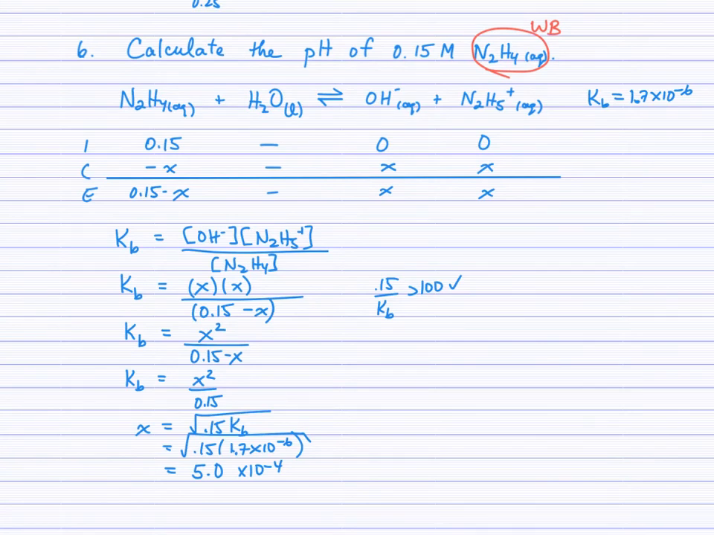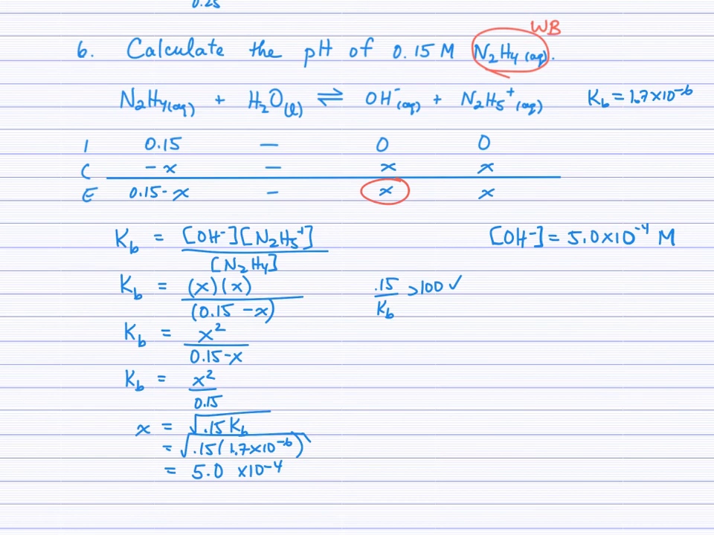Okay, so the approximation works. We can solve for X, 5.0 times 10 to the negative 4. And so we see back up here that X is the concentration of the hydroxide ion at equilibrium. And so we've been asked to now find the pH of this solution. And so if we know the concentration of the hydroxide, how do we find the pH?